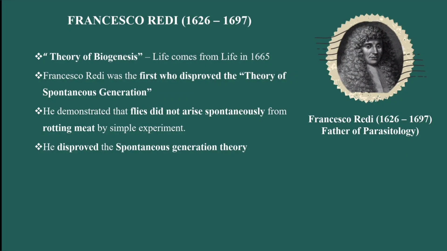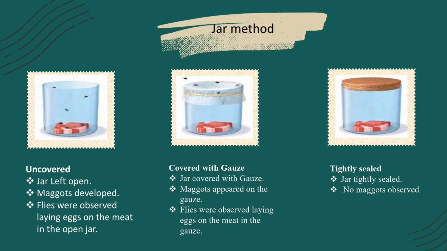Francisco Redi, he is a father of parasitology. He stated theory of biogenesis, which means life arises from life. Francisco Redi was the first who disproved theory of spontaneous generation. He also demonstrated an experiment that flies did not arise spontaneously from rotting meat. He disproved spontaneous generation theory. Francisco Redi demonstrated a jar method to disprove spontaneous generation theory.